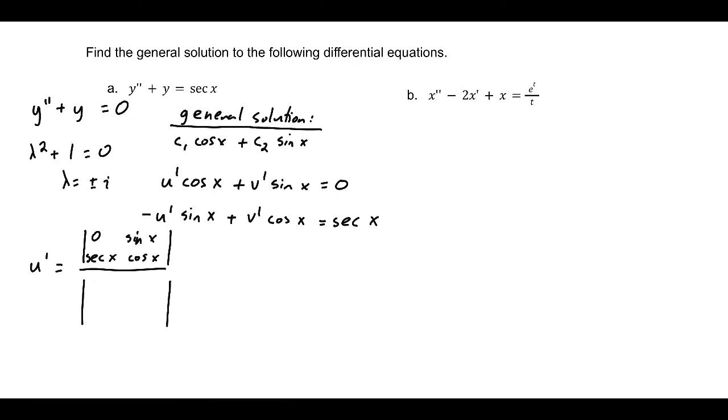The denominator matrix will have a first row of cosine x and then sine x, and a second row of sine x and then cosine x. Now, finding the determinants of these two matrices, the numerator yields negative tangent x, and in the denominator we have 1. So that u prime is equal to negative tangent x.